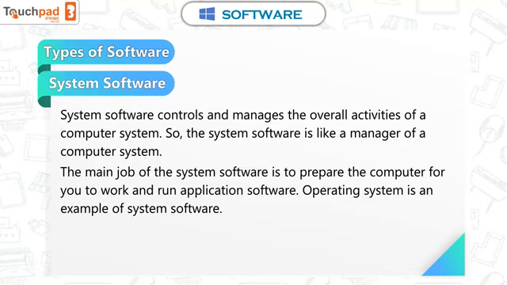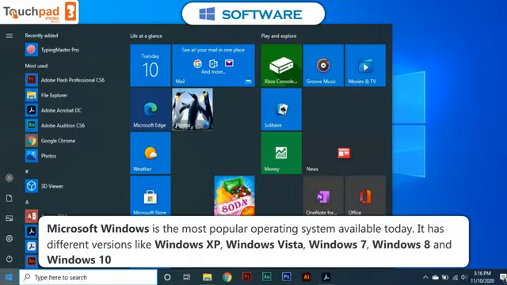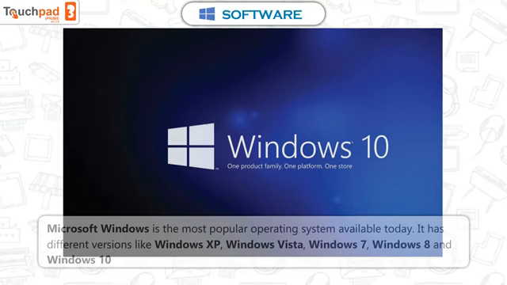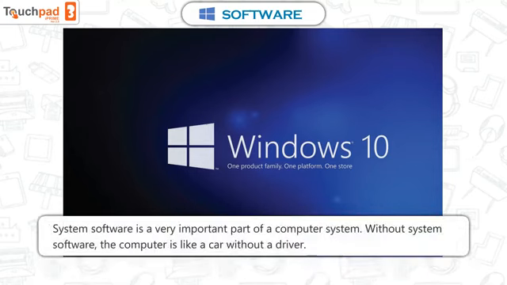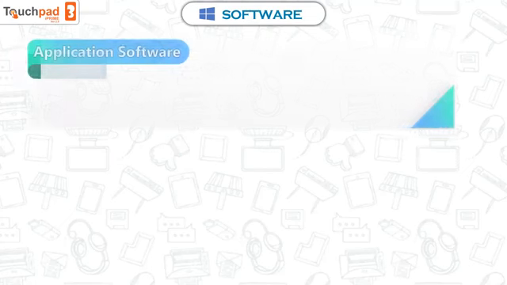Operating system is an example of system software. Microsoft Windows is the most popular operating system available today. It has different versions like Windows XP, Windows Vista, Windows 7, Windows 8, and Windows 10. System software is a very important part of a computer system. Without system software, the computer is like a car without a driver.